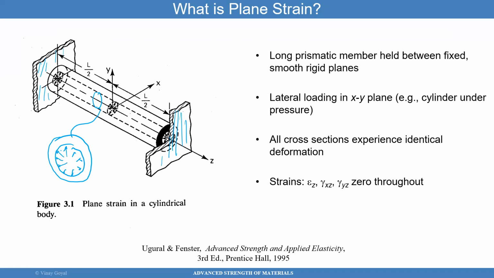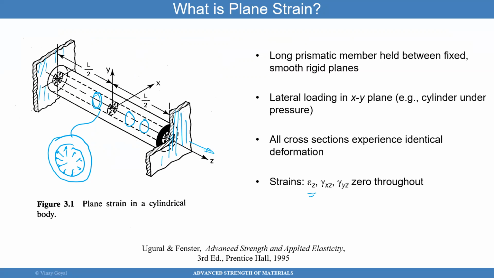Okay. All cross sections, if that's the case, are going to experience the same deformation. Every single cross section will experience that. If that is the case, then epsilon zz, which is the strain in this direction, will be 0.